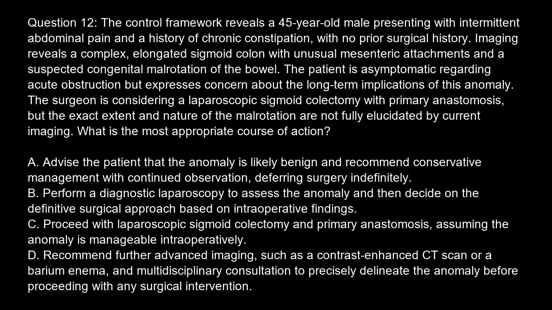Option A. Advise the patient that the anomaly is likely benign and recommend conservative management with continued observation, deferring surgery indefinitely. Option B. Perform a diagnostic laparoscopy to assess the anomaly and then decide on the definitive surgical approach based on intraoperative findings. Option C. Proceed with laparoscopic sigmoid colectomy and primary anastomosis, assuming the anomaly is manageable intraoperatively. Option D. Recommend further advanced imaging, such as a contrast-enhanced CT scan or a barium enema, and multidisciplinary consultation to precisely delineate the anomaly before proceeding with any surgical intervention.